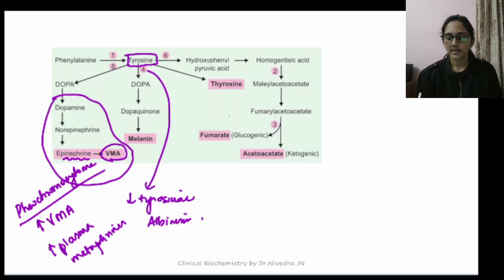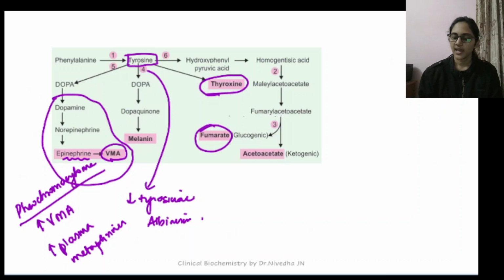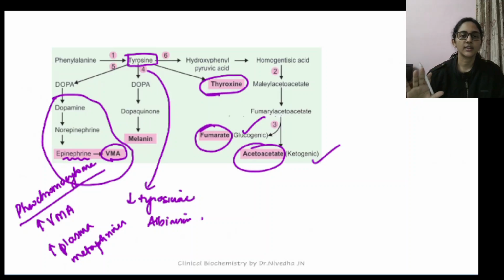All right, and what is another product of tyrosine? It is thyroxine. The tyrosine residues in the thyroglobulin are being iodinated, and that forms thyroxine. Right. So that is another product of tyrosine. And as we have already seen, we have fumarate and acetoacetate as the end products, and that is why you call tyrosine both a glucogenic and ketogenic amino acid. And phenylalanine is a precursor of tyrosine. So phenylalanine and tyrosine both are glucogenic and ketogenic amino acids.